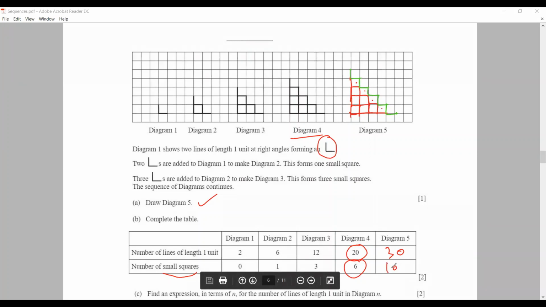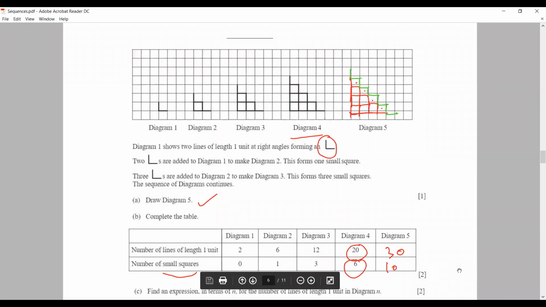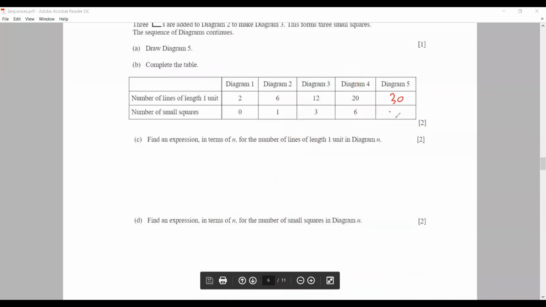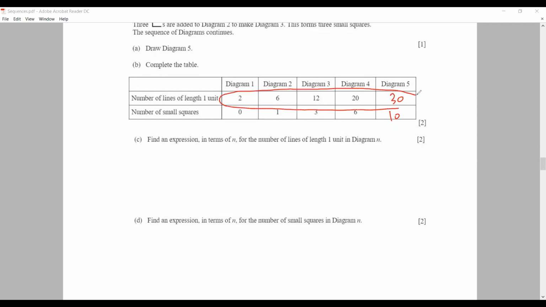The table is completed. They ask us to find an expression in terms of n for the number of lines of length 1 unit in diagram n. This is 30, this is 10. They say number of lines, meaning this row. So if it's 1, it's 2. This is the relation between position and term, between these numbers. 1 is 2, 2 is 6, 3 is 12. So how can we find the pattern?